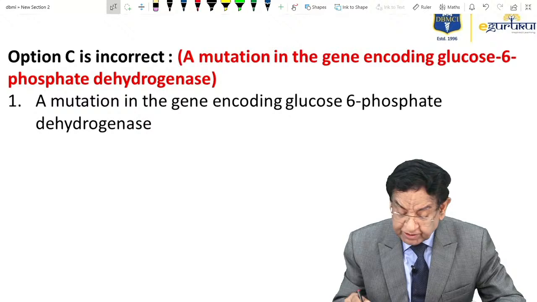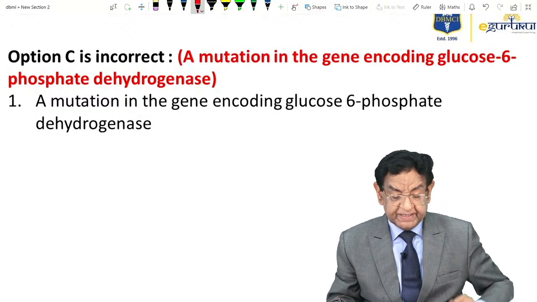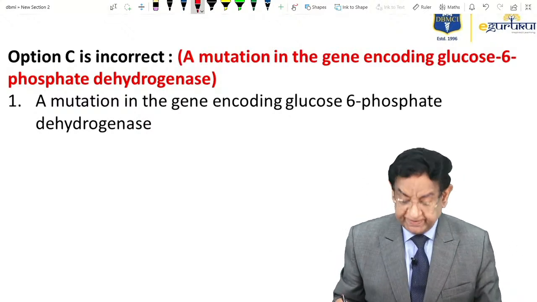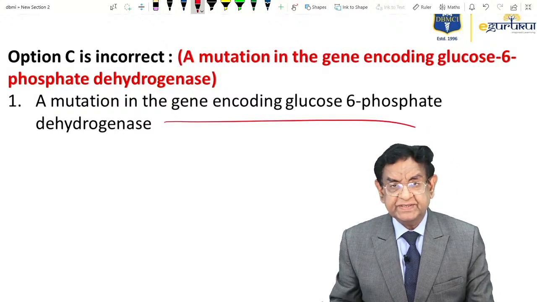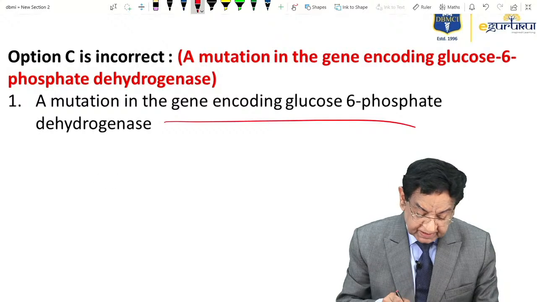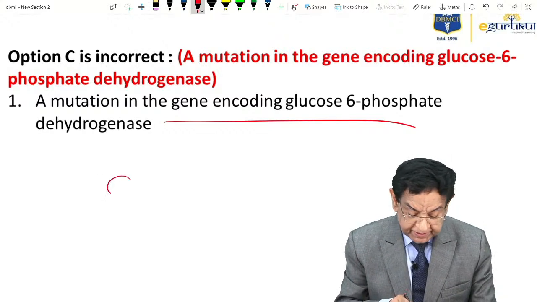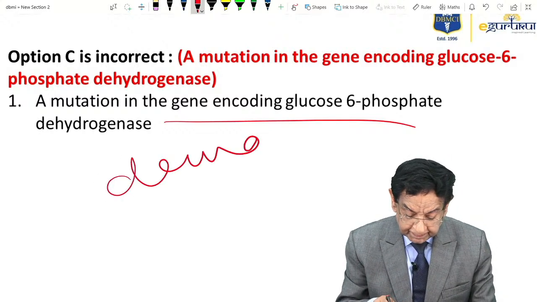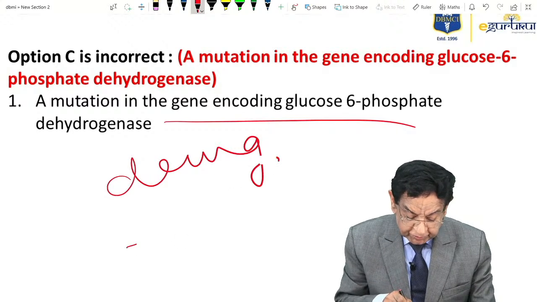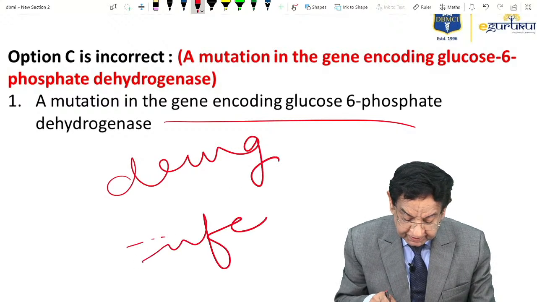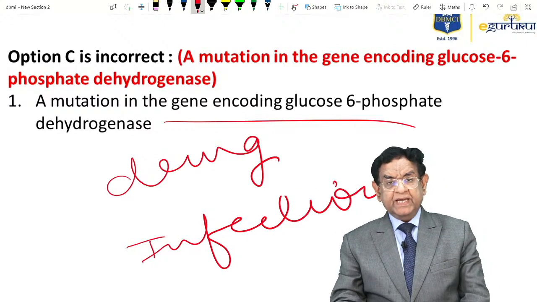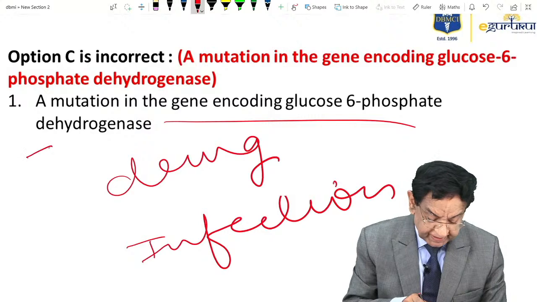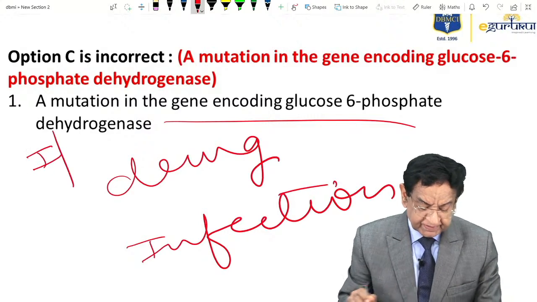Mutation in the gene encoding for G6PD. This is talking about G6PD deficiency. This is not a case. In G6PD deficiency, the hemolytic anemia occurs due to any drug, or it may occur due to any infection. This is not the case. So they have episodic, and moreover, they have mainly intravascular hemolytic anemia.